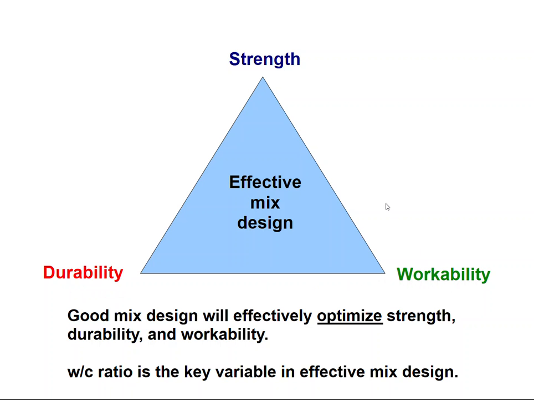We can't maximize all three, right? We cannot maximize strength and durability, because if we do, we're going to have a very dry, a very stout concrete that's not very workable at all. And we can't have extremely good workability, because that means essentially we're adding more water, right? We're jeopardizing the water to cement ratio, and we're sacrificing strength.